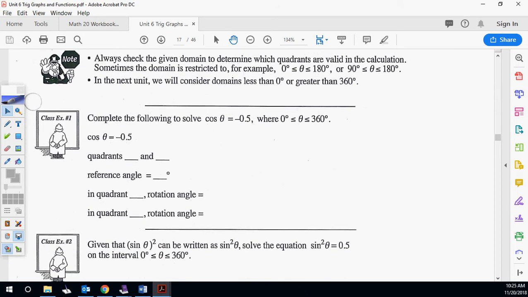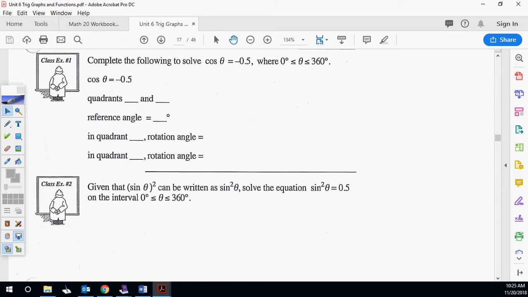Make sure to check the given domain, because sometimes they'll say we only want half the circle, or we only want between 90 and 180, so we only want the second quadrant. You have to make sure you're looking at the given restrictions. For the first one, they give us the full circle.